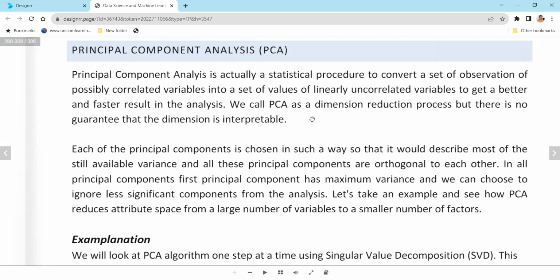Okay, so PCA, principal component analysis, is a dimensionality reduction process. What is dimensionality reduction? Dimensions are your features, right? Each feature is one dimension in your machine learning algorithm. And the higher the number of dimensions, the more complex it becomes, isn't it?